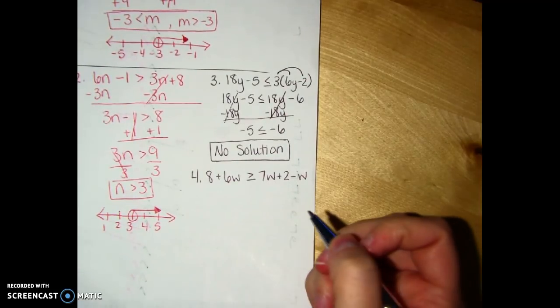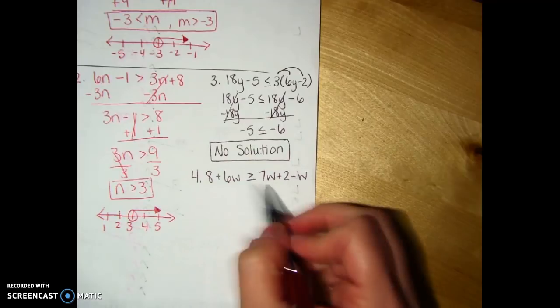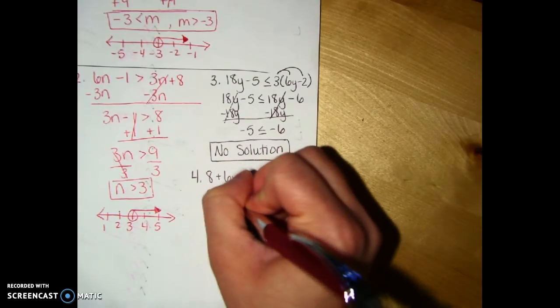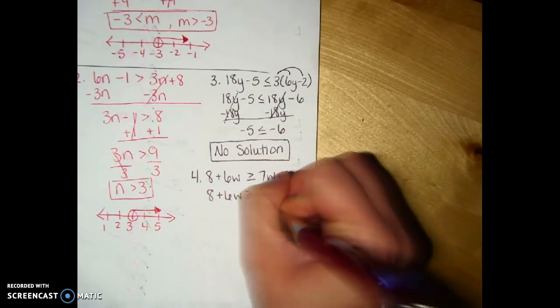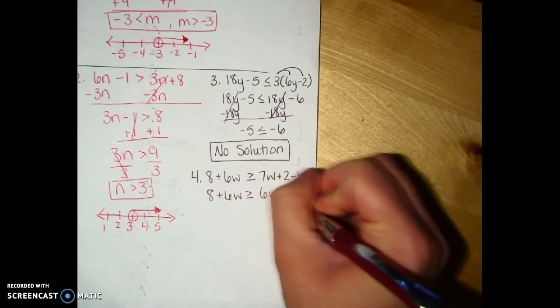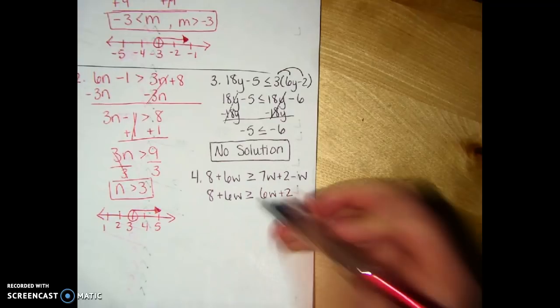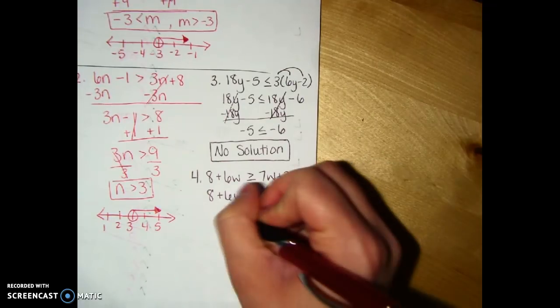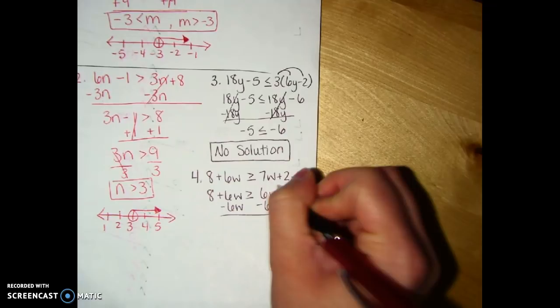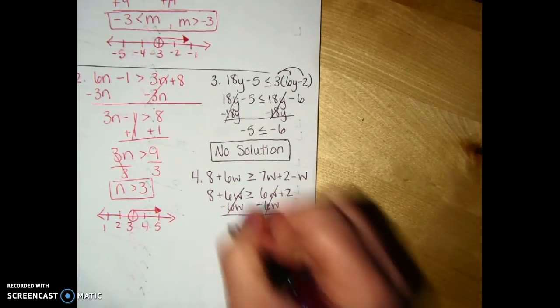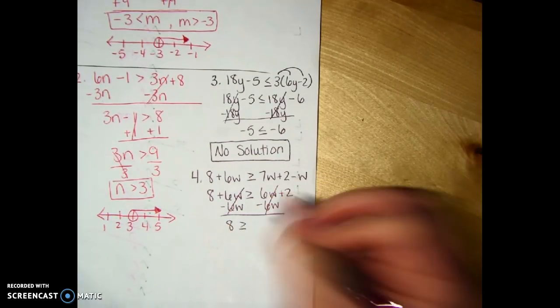Okay, I'm going to combine like terms. I don't have anything to distribute, but I do need to combine those w's. So 8 plus 6w is greater than or equal to 6w plus 2. To get the 6w, I just did 7 minus 1. I'm going to subtract 6w from both sides. Those cancel both of them out, so I'm left with 8 is greater than or equal to 2.